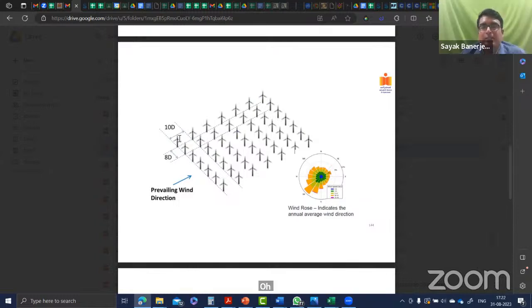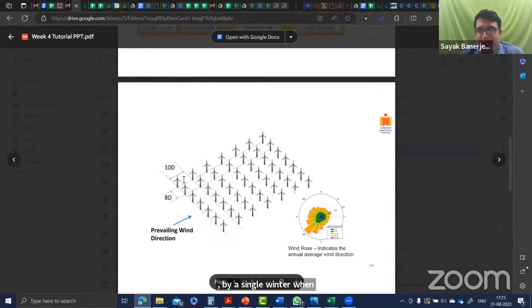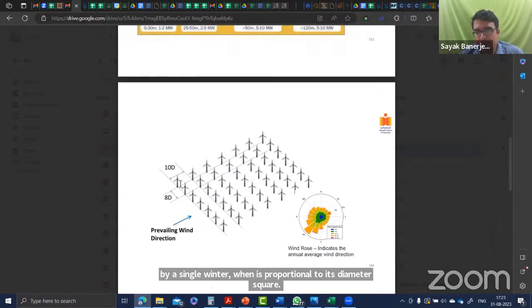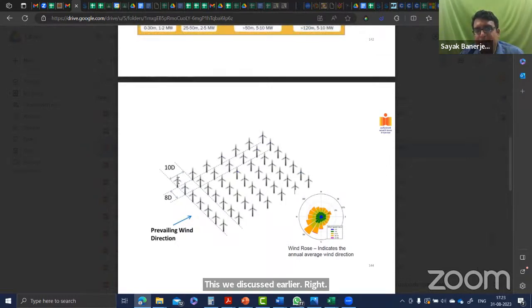Now, the power delivered by a single wind turbine is proportional to its diameter square. This we discussed earlier, right? However, the wake region is also proportional to diameter. So if the wind turbine diameter is D, then the next wind turbine will be around 10D or 8D after it. So over a given land area, the number of wind turbines you put is inversely proportional to the diameter along the length, and again inversely proportional to the diameter along the width.